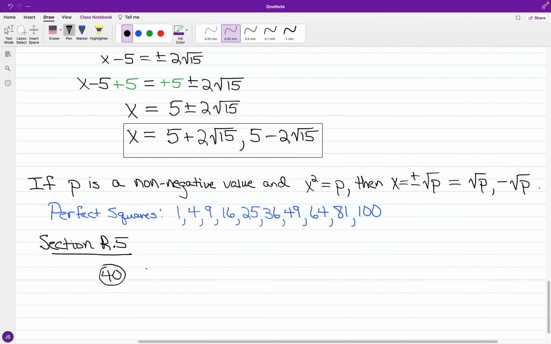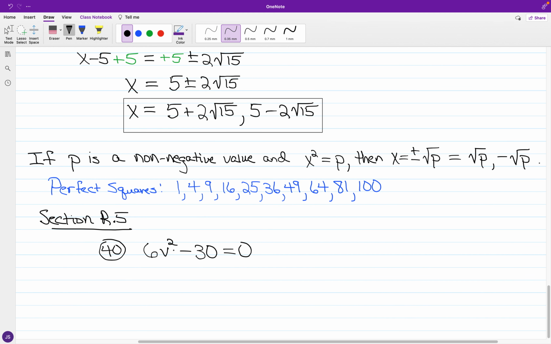Now for number 40, we got the letter v. Now we're looking at applying the square root property of equality. So right now we got 6v squared minus 30 is equal to 0. If we're applying the square root property of equality, we're going to have v in place of x this time around. So I got the square of v involved, and I isolate v squared just like x squared is isolated in the general case. What I can do here is at least get the 6v squared by itself upon adding 30 to both ends.